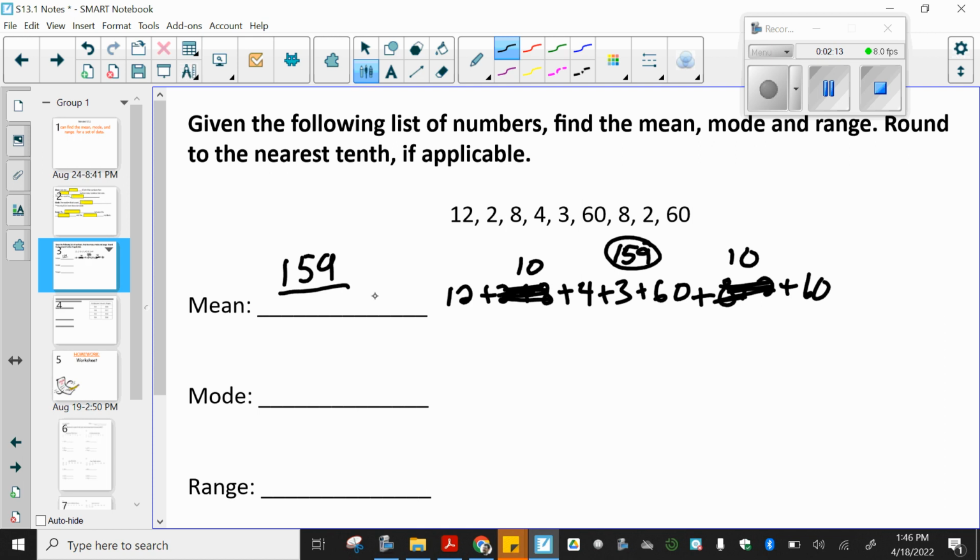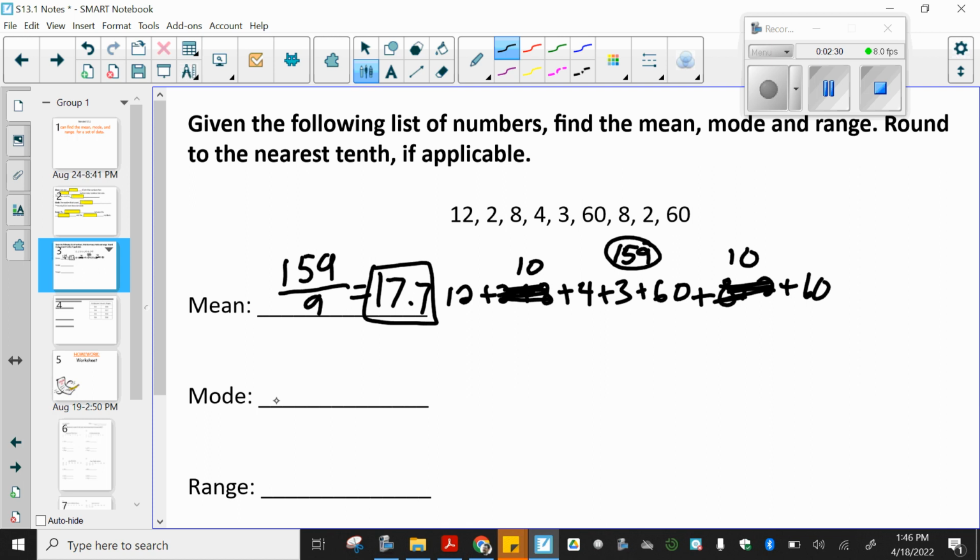And I'm going to divide that by 9. It's going to give me 17.6. Well, no, it's around nearest tenth. I'm going to erase that 6. 17.7 for the mean.